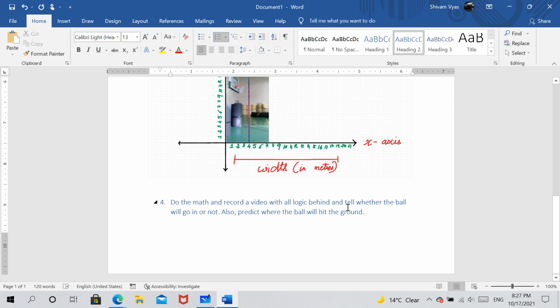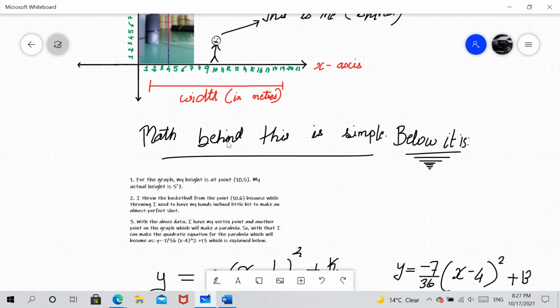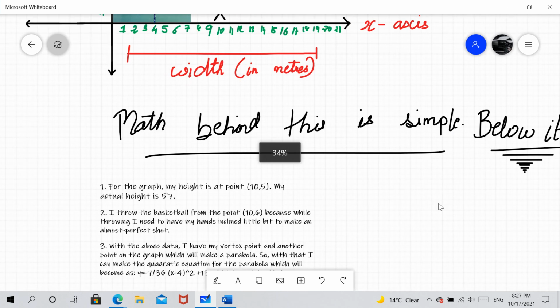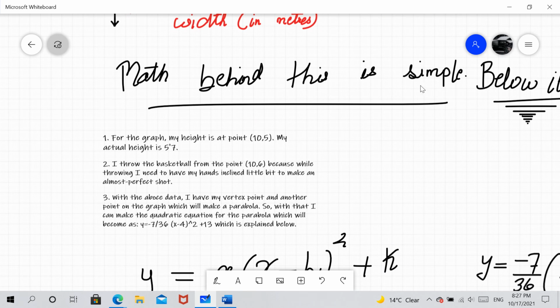Okay, back to topic. This is me right there, and my whole fourth step is to do the math and record a video with all the logic behind and tell whether the ball will go in or not. So as you saw the video, it's clear that you can see the ball did go inside the hoop. See, one thing's complete. Do the math. I have the math written over here. The math behind this is simple, really. It's very simple. We just needed 2 points.